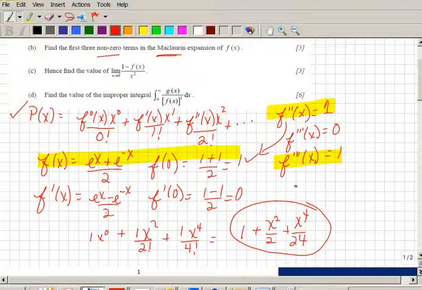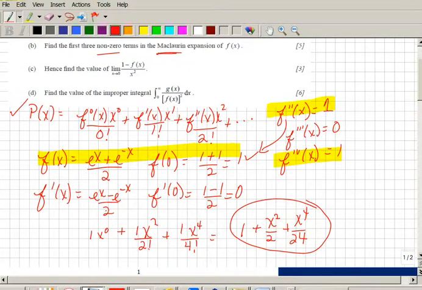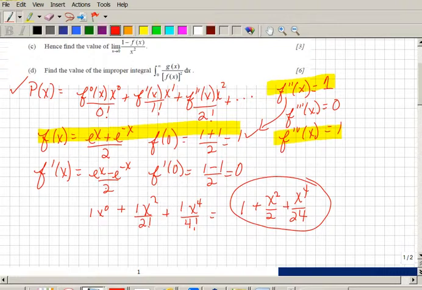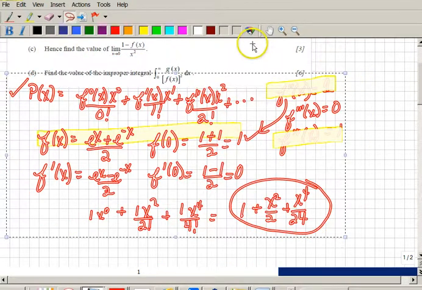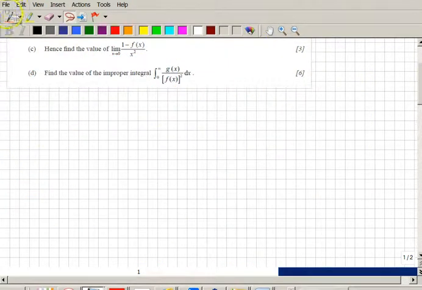All right, part C. Hence. Love the word hence. Hence, find the limit. See, hence means using your previous steps. So how do we find the limit of 1 minus f of x over x squared? Okay, let me get this junk out of here and create some room again. Circle, delete. Here we go.